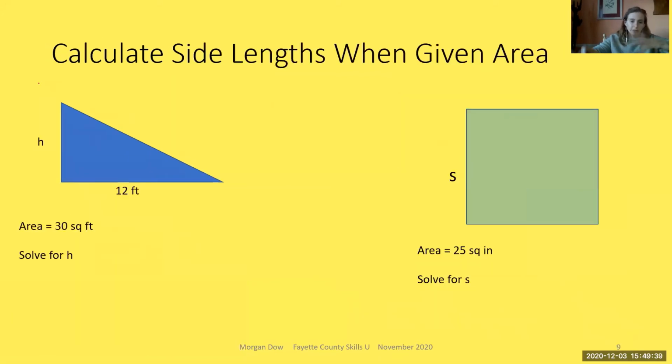All right, and now we're going to kind of flip things around. We are going to solve for a missing length when we know the area. So let's start with this triangle.